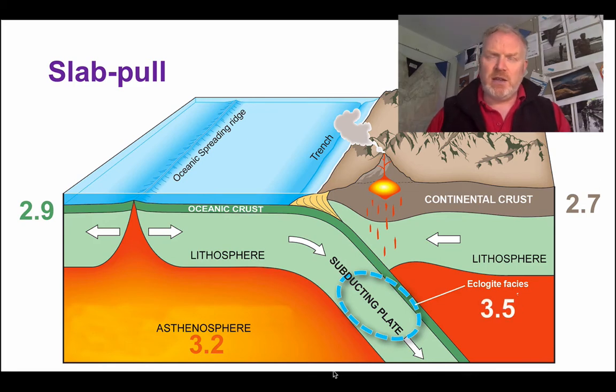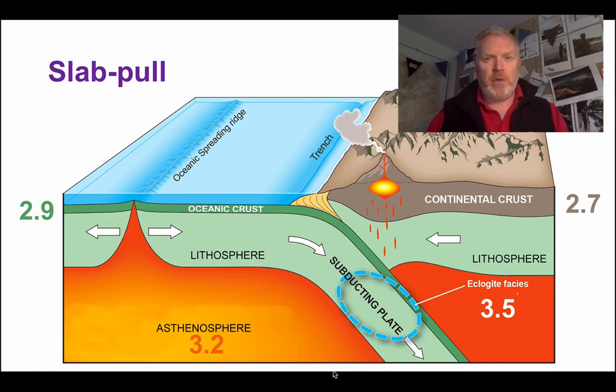Crucially, denser than the lithosphere. So if we've got a denser material in that subducting plate, that's going to be dragging it down into the mantle. It's going to be sinking within the mantle, pulling the rest of the crust behind it. It's a simple but effective idea.